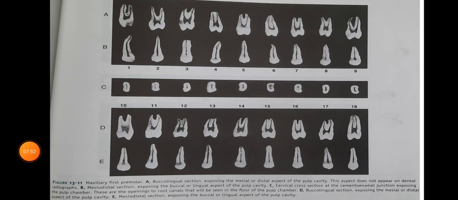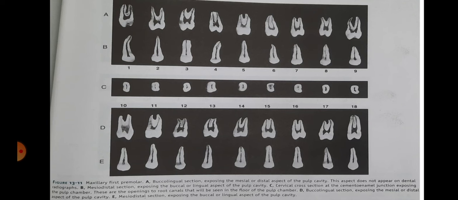Cervical cross section. Let's talk about the cervical cross section, how the tooth appears and what its features will be. You can see this in figure 13.11 C. The cross section at the cervical level shows the kidney shaped outline form characteristic of the maxillary first premolar. You can see this in figure 13.11 C.